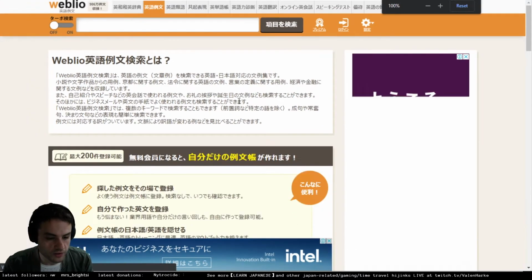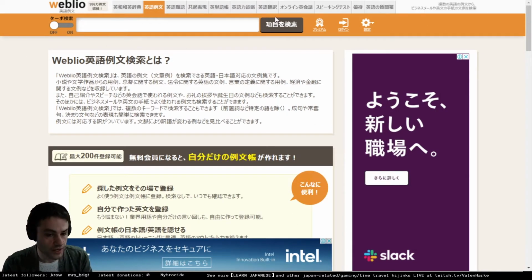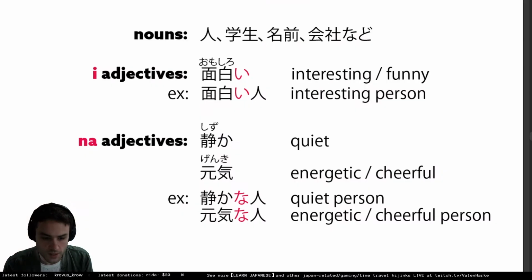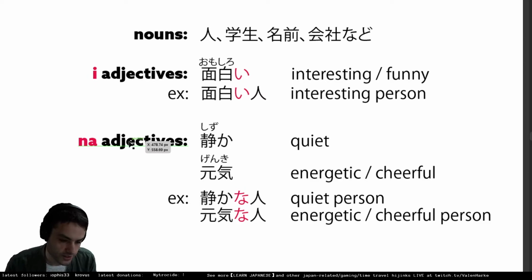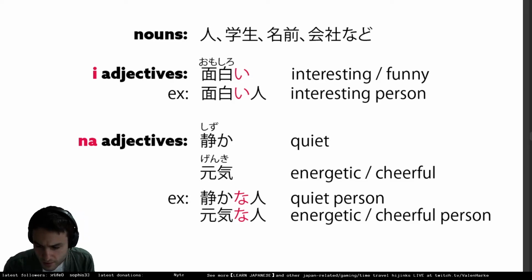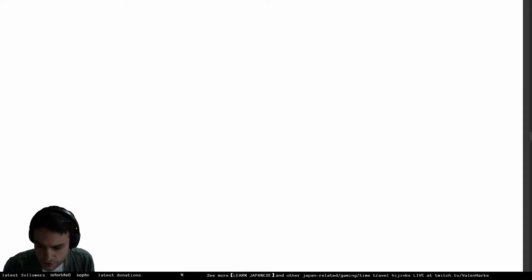Very useful. I will go into more depth about Weblio later, because it's super useful for translation. And it can be useful for you studying as well. But for now, that's what's going on there. So we've got nouns, adjectives, and na adjectives, okay? Has that sunk in? We will review these again later, and they'll pop up all the time. But for now, that's what it is, and I want to show you.